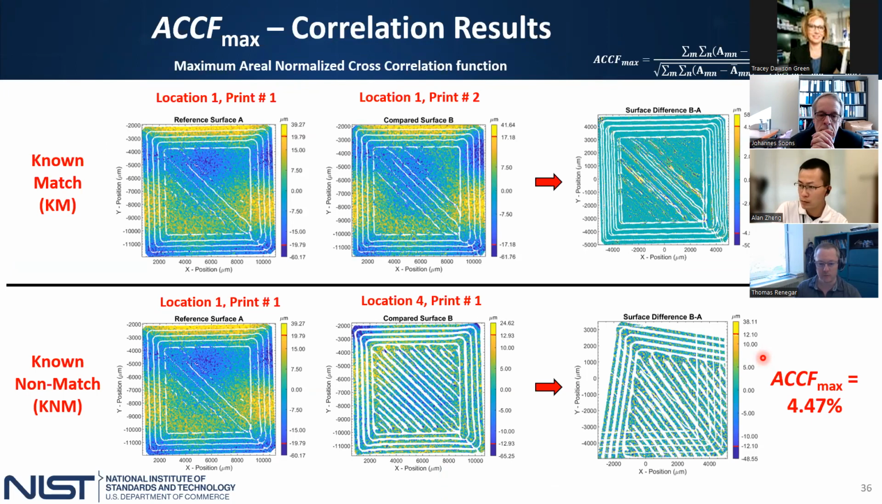We performed some correlation analysis on these surfaces, and in this case, we're using the areal cross correlation function. In the top set of images here, we have 2 surfaces that were printed at the exact same location on the build plate. And what we can see is when we run it through the correlation analysis, we get a high correlation score of about 88%. A perfect score would, of course, be 100%. So it's very high. If we look at 2 surfaces printed at different locations on the build plate, we see that when we run that through the correlation analysis, we get a very low score. In this case, we get a 4% correlation.